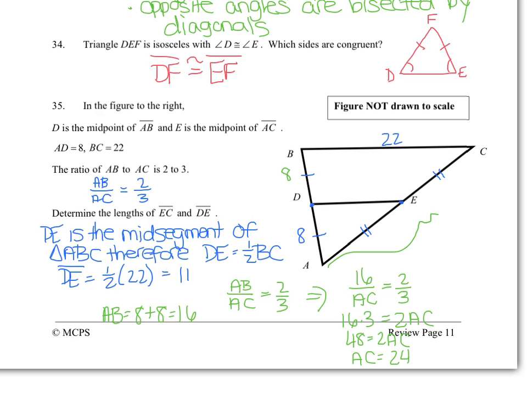So if this whole thing is 24 and AE is congruent to EC, then they must be even at 12 and 12. Therefore, EC must be equal to 12 units.